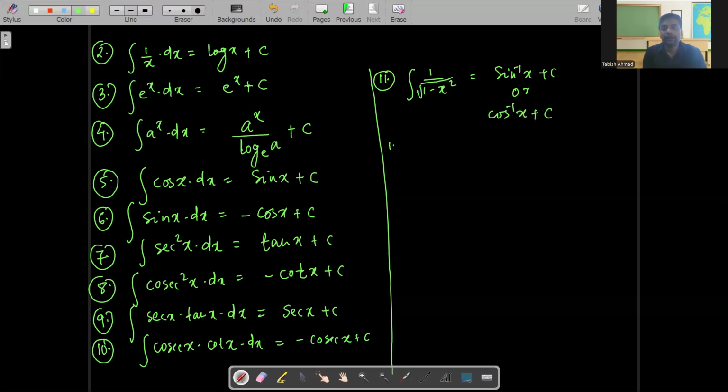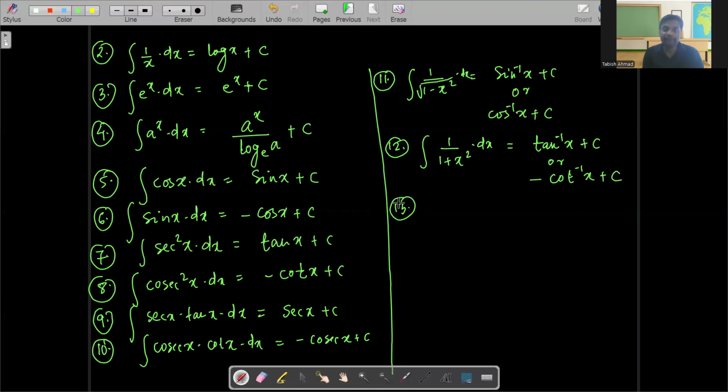Got it? Now we will go to the 12th one, that is the integration of 1 over 1 plus x square dx. Put dx here too, don't forget that. So you see, 1 over 1 plus x square is the differentiation of what? Yes, tan inverse x. So its integration will be tan inverse x plus c. Or if I put a minus sign, then you can write minus cot inverse x plus c.